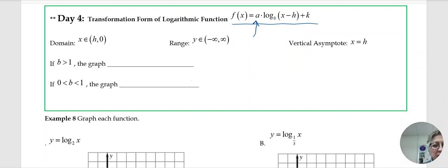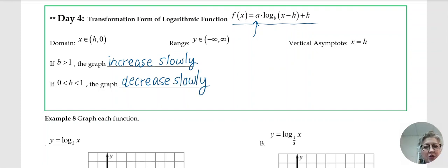So here we go. If our base, the log base b, is greater than 1, then the graph is going to increase slowly. And if the base is between 0 and 1, then it will decrease slowly. And in graphing a log function, we'll have a vertical asymptote. Remember, the exponential functions have horizontal asymptotes. The log functions have a vertical asymptote, and of course that will be the line x equals h.